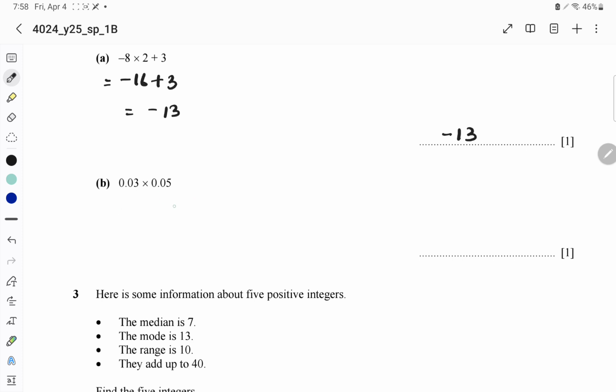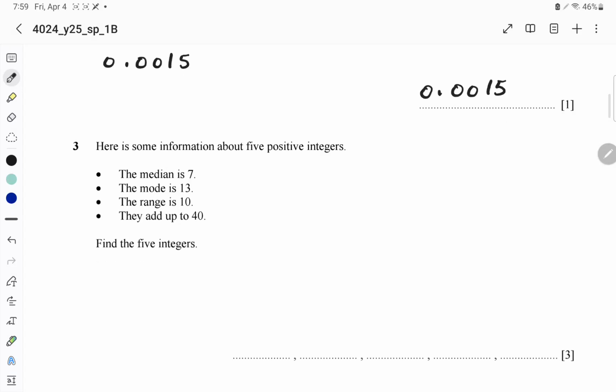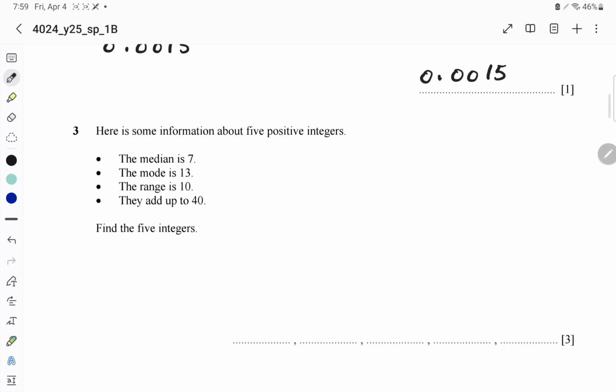As we know, 3 times 5 is 15. How many decimal places? 1, 2, 3, 4. Two digits are already available, so we put 2 zeros after the decimal point. Now this is a 4 decimal place answer: 0.0015.